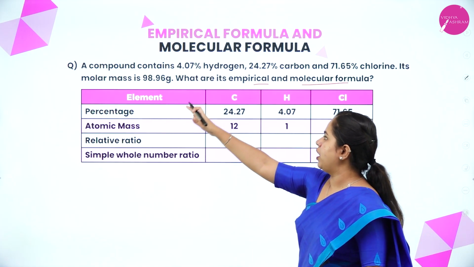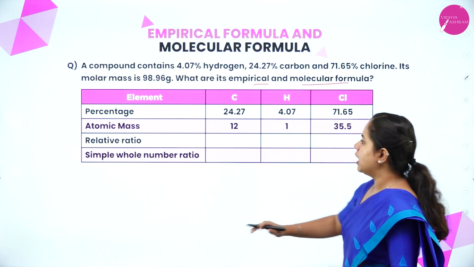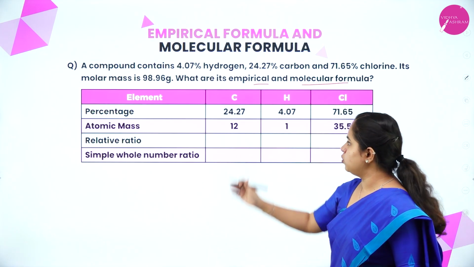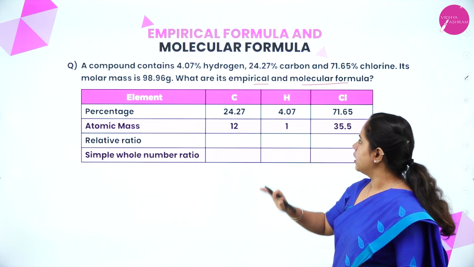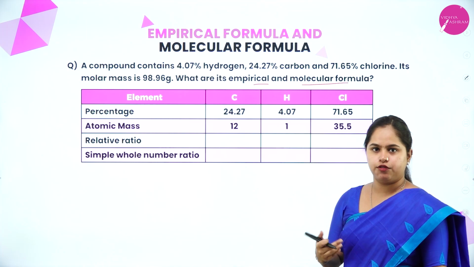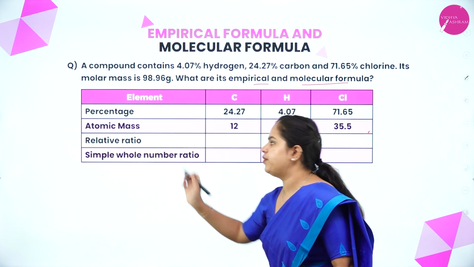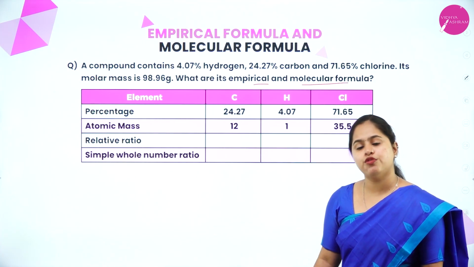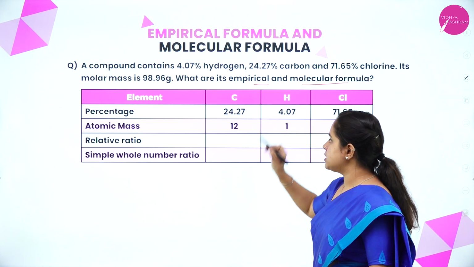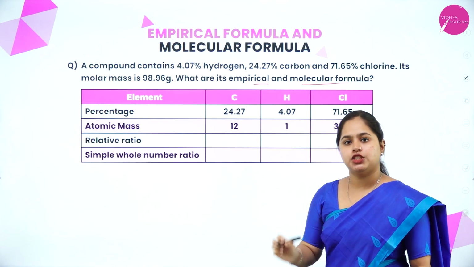Okay, so first you have to write the elements here, and the percentage in this column. Now comes the atomic mass. We know the atomic mass of carbon is 12, atomic mass of hydrogen is 1 and atomic mass of chlorine is 35.5. Now you have to find the relative ratio. Now how do you find relative ratio? You have to divide your percentage by your atomic number.